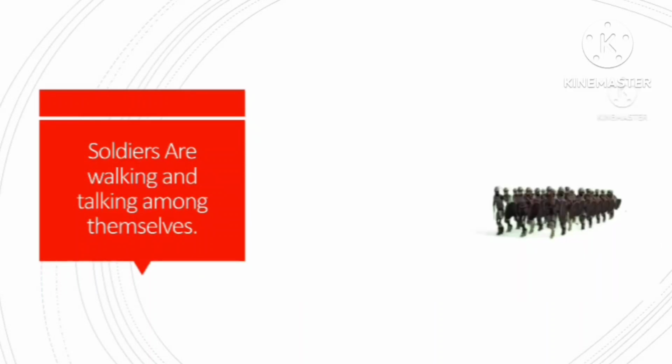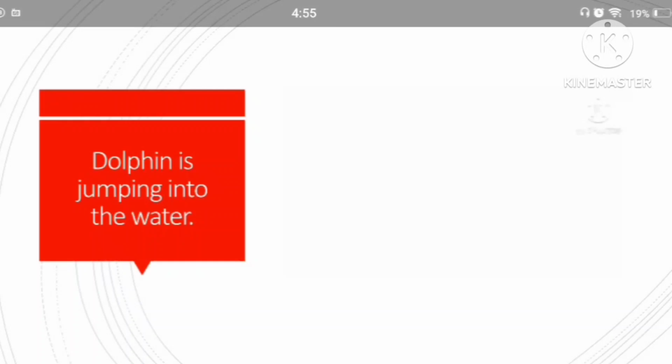Number 12. Into. We use the preposition into when something is moving from one state, condition or form to another state, condition or form. For example, a dolphin is jumping into the water. The state of water and the state of without water is entirely changed. Therefore, we use into.